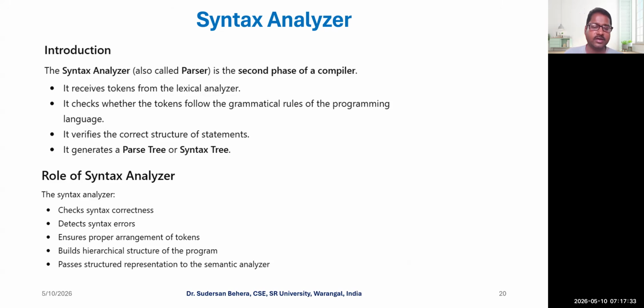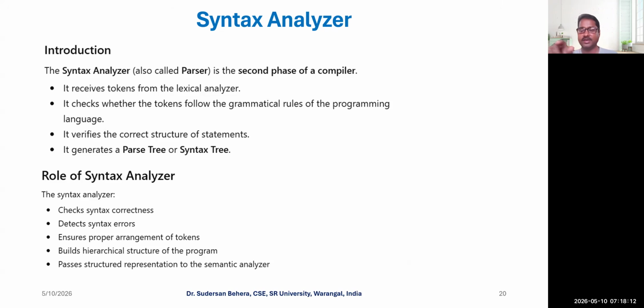It verifies the correct structure of the statement. As I said, it generates the parse tree or syntax tree as output. To check that, it performs a lot of activities, and finally it produces one tree that is called the syntax tree or parse tree. The role of syntax analyzer: it checks the correctness of the syntax, that means grammar. It detects the error if any error is there. It ensures proper arrangement of tokens. Just now I said that, tokens are arranged properly or not.